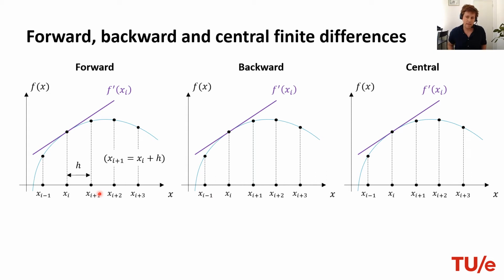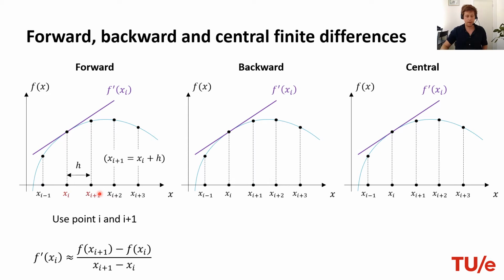Now, in this case, we will discuss 3 different strategies with which we can approach this limit definition of the derivative. And the first one is a forward difference scheme. So what we do is, in order to evaluate the tangent at xi, we will use function values at xi and xi plus 1. So that is 1 forward in x. And in this way, we can use this finite difference scheme.